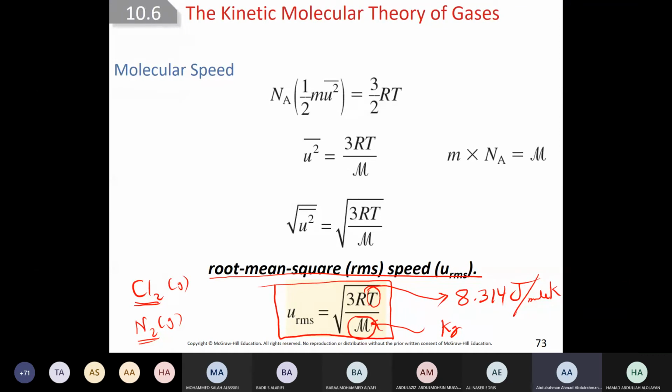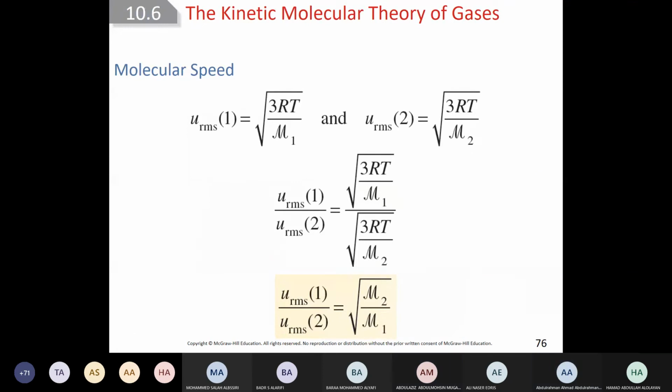M is here. If you increase M, what will happen to the speed? Decrease. Very good. So this one is 71 and this one is 28. Which one then will have greater speed, the 71 or the 28? 28. Exactly. Is this clear?